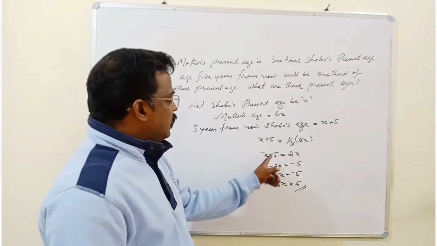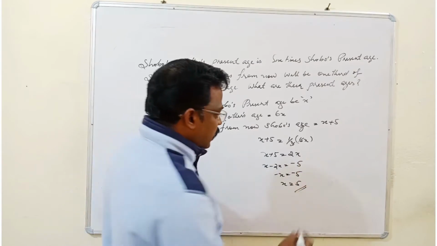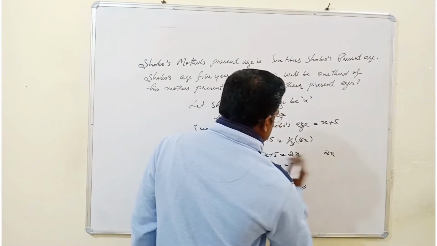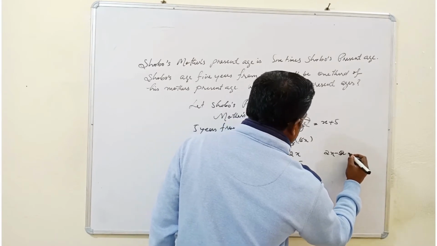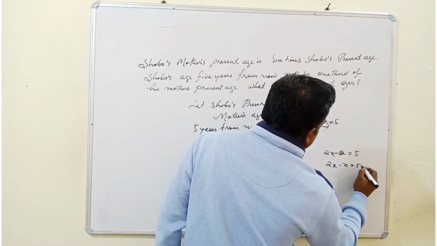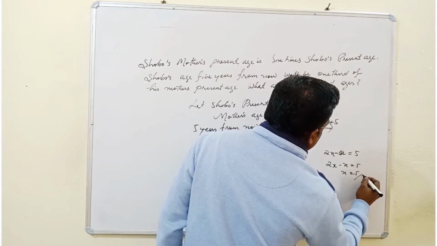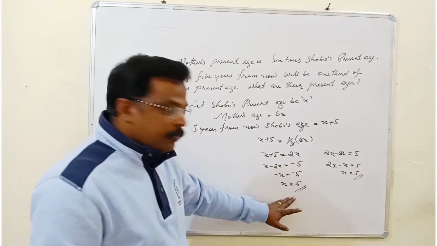Otherwise, if you are getting confused, you can bring this to this side also. Then it will become 2x, this x will come to this side, then minus x, and that equals 5. So 2x minus x equals 5 means x equals 5. Like that also you can do it. Okay, this is x. Clear?